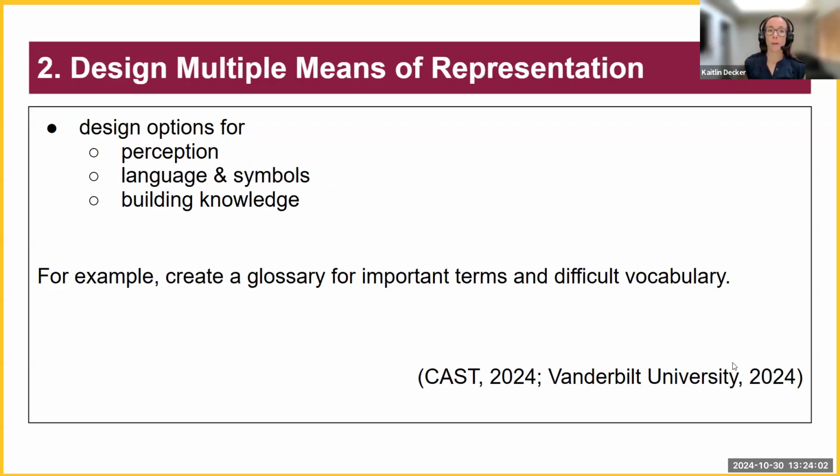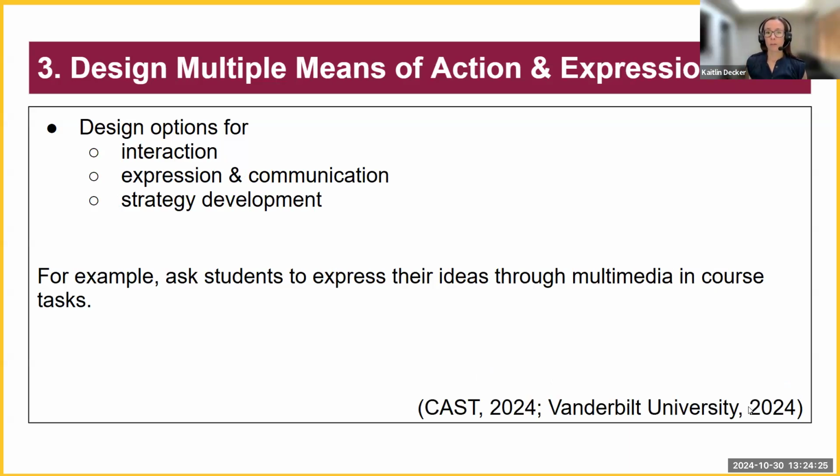And then moving on to the second principle of design multiple means of representation. Here we want to design options for perception, language and symbols, and building knowledge. Another quick example in this area is to create a glossary for important terms and difficult vocabulary. And lastly, our third principle of designing multiple means of action and expression. Here we want to design options for interaction, for expression and communication, and for strategy development. And a quick example in this area is to ask students to express their ideas through multimedia in course tasks. It's different options for expression and communication there.